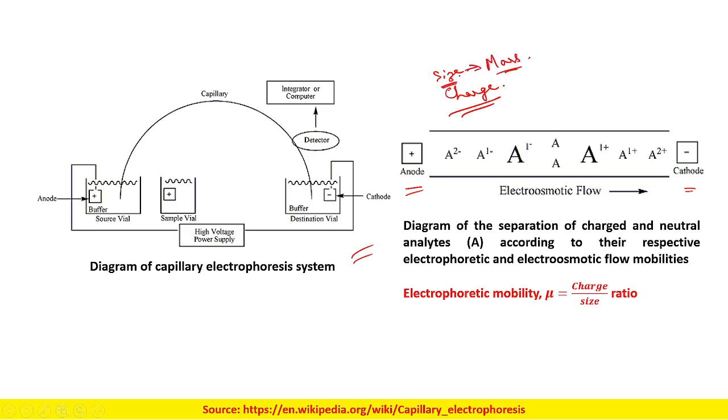Okay, size is again associated with the mass. Then we have also discussed the electrophoretic mobility mu, which is basically associated with the charge to size ratio, and depending upon that, this movement of the ions happens within the electrocapillary system.